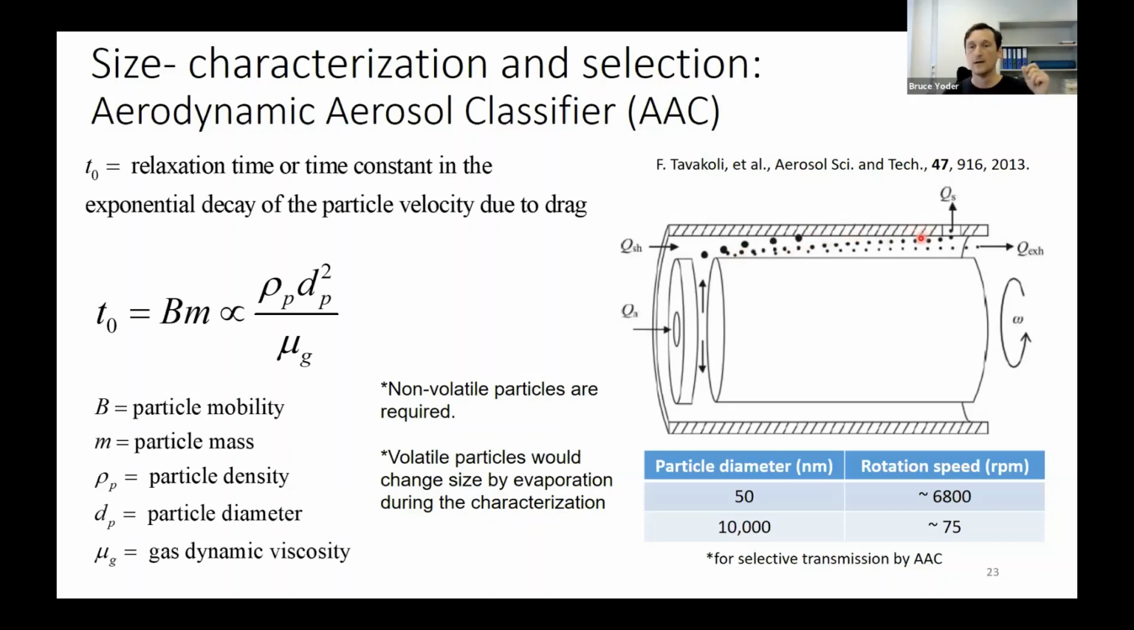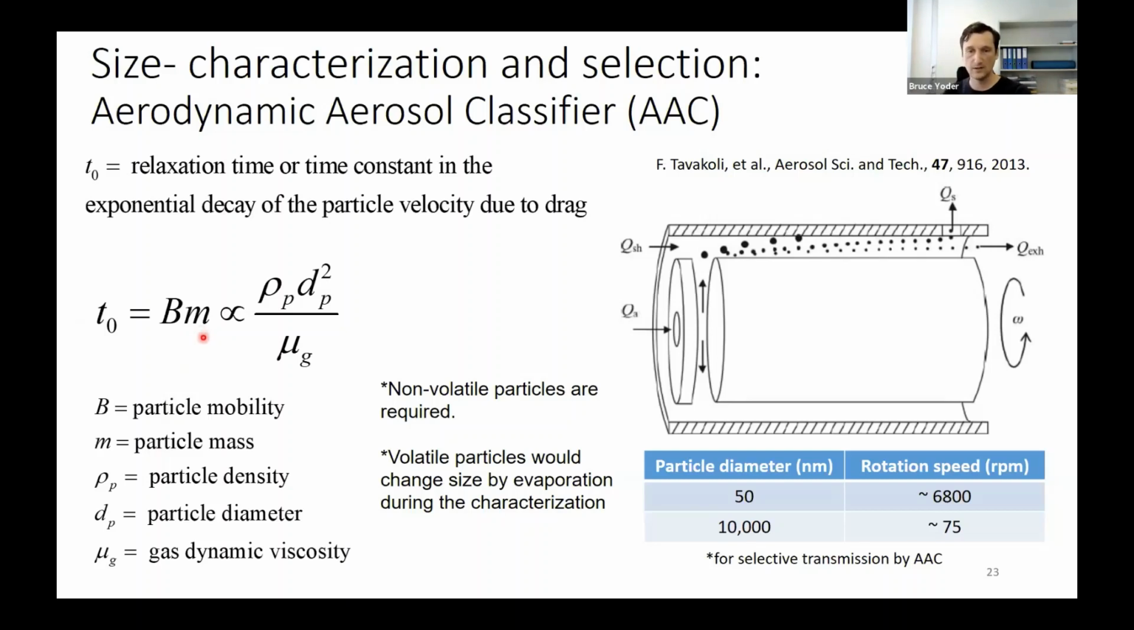The radial forces cause the particles to move towards the outer cylinder, and particles with a narrow range of particle relaxation times exit with the sample flow here. Particles with longer relaxation times impact the outer cylinder, and particles with a smaller relaxation time exit with the exhaust flow. Here, this particle relaxation time is equal to the particle mobility and its mass. It does not need to be charged, so we can work with really neutral aerosols.